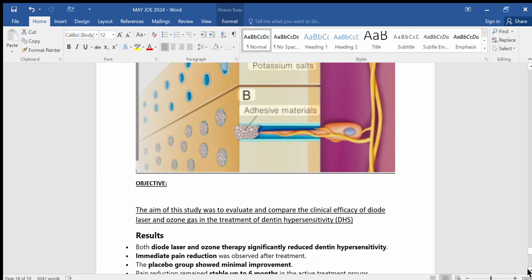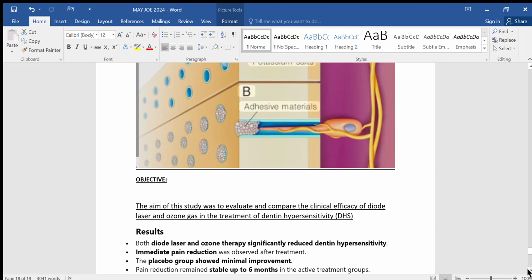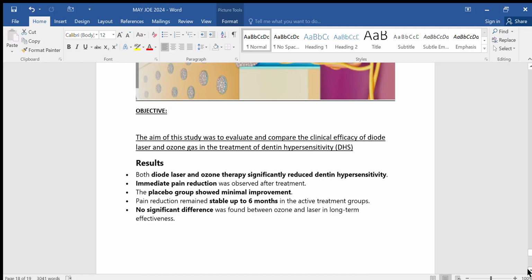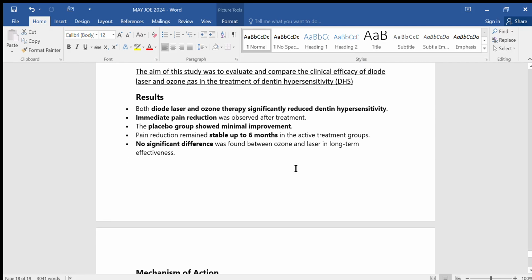Now we will discuss the basic treatment of dentin hypersensitivity from a research point of view, taken from the Journal of Endodontics. In this article, they have compared the role of ozone and laser in the treatment of dentin hypersensitivity, and the results of this study include: both diode laser and ozone therapy significantly reduce dentin hypersensitivity, and they lead to immediate pain reduction, and pain reduction remained stable up to 6 months. No significant difference was found between ozone and lasers in long-term effectiveness.